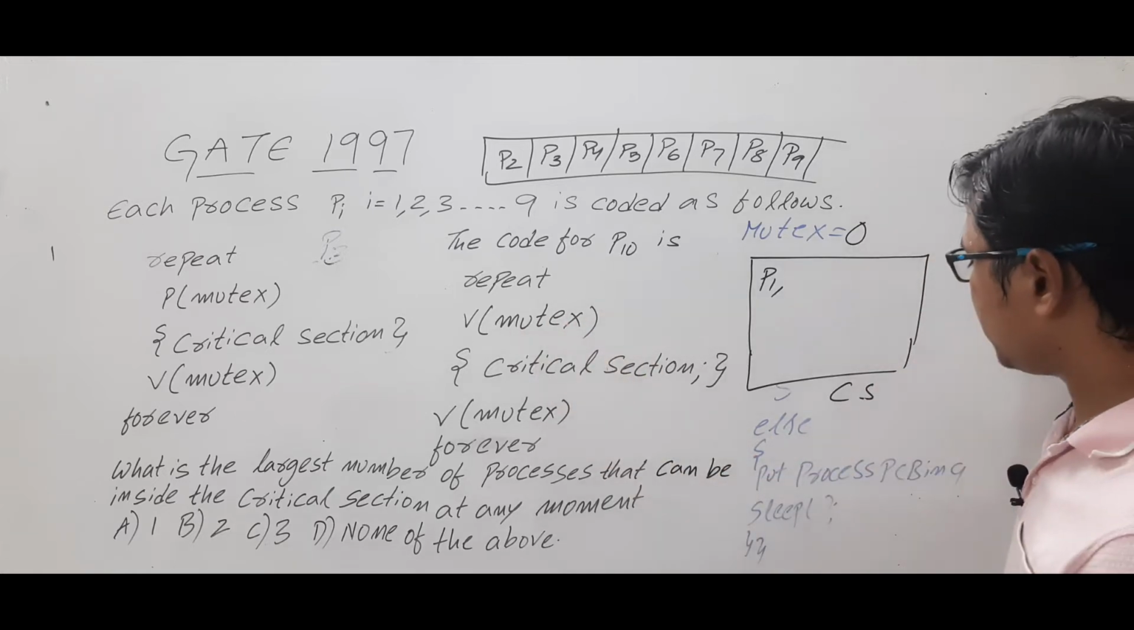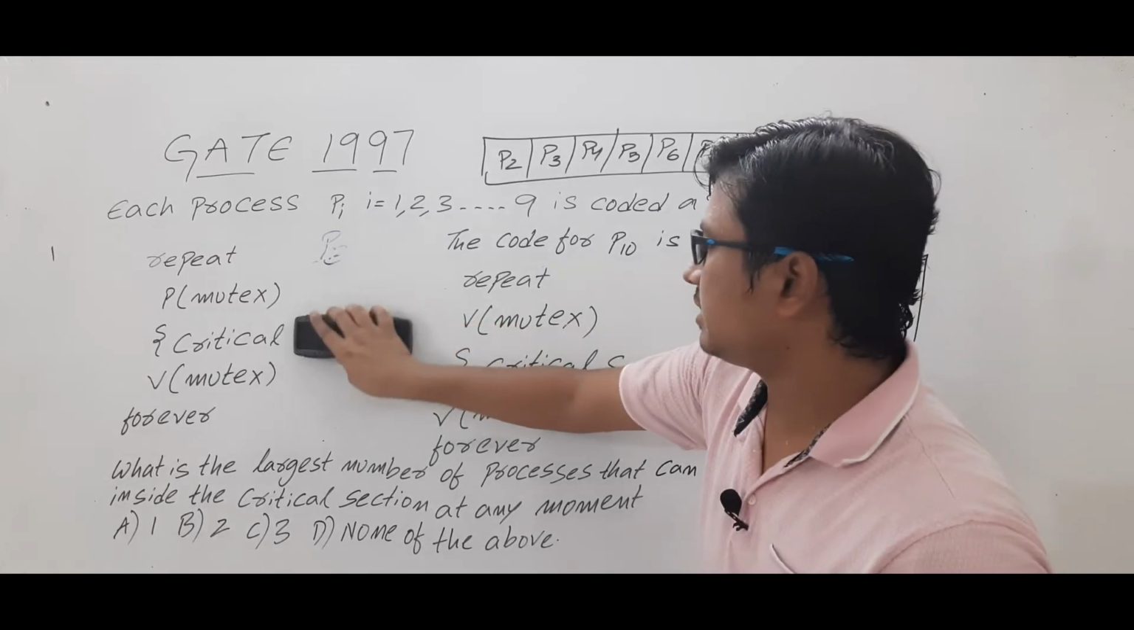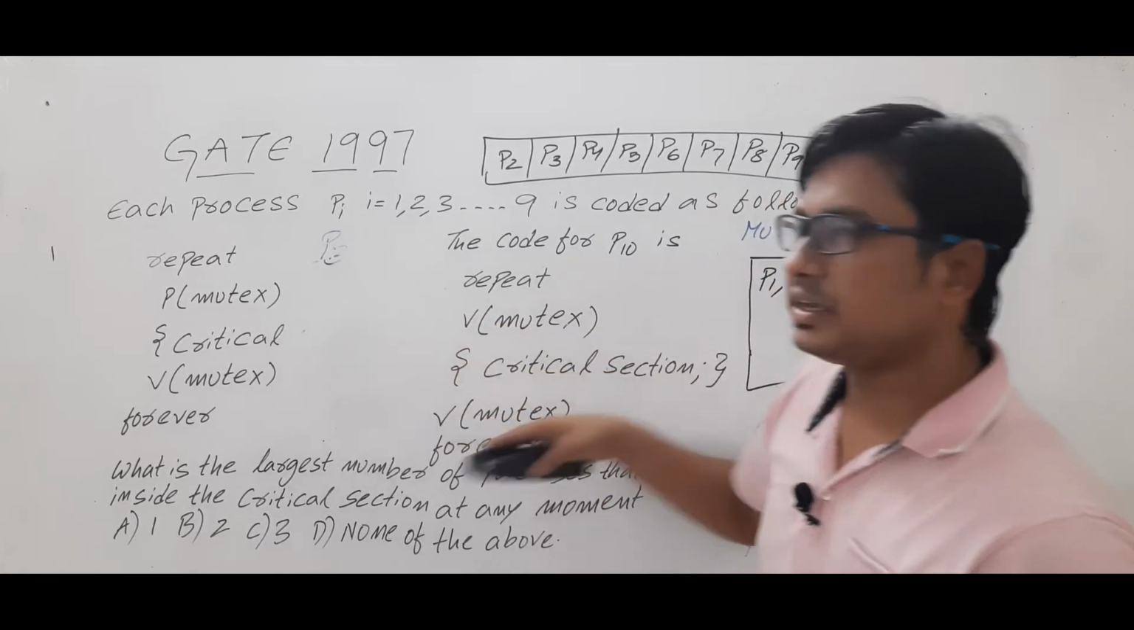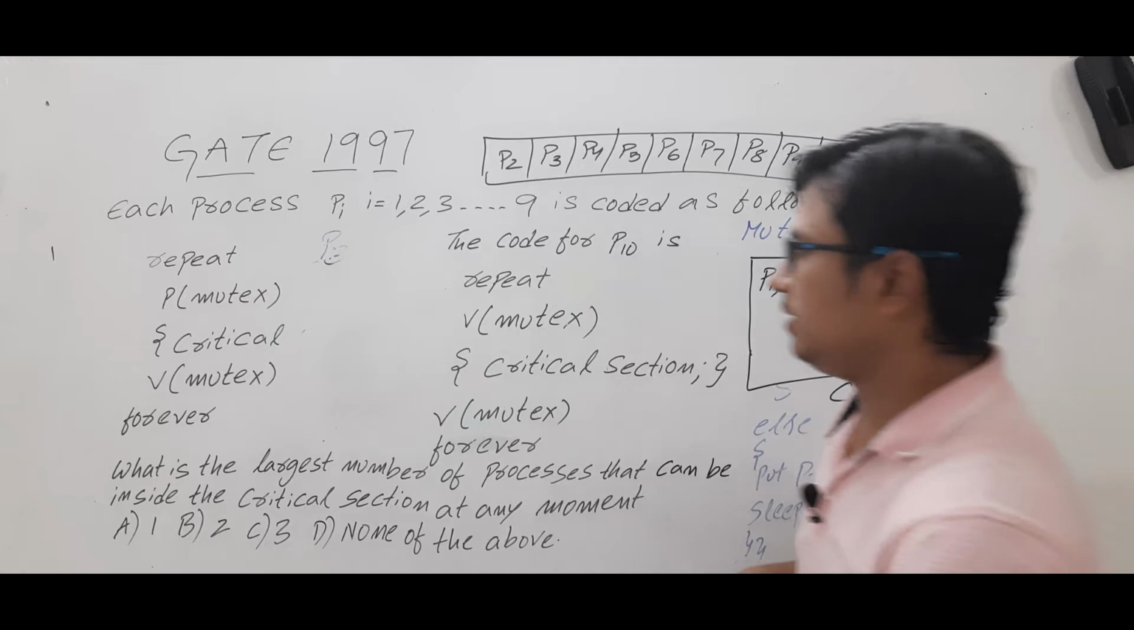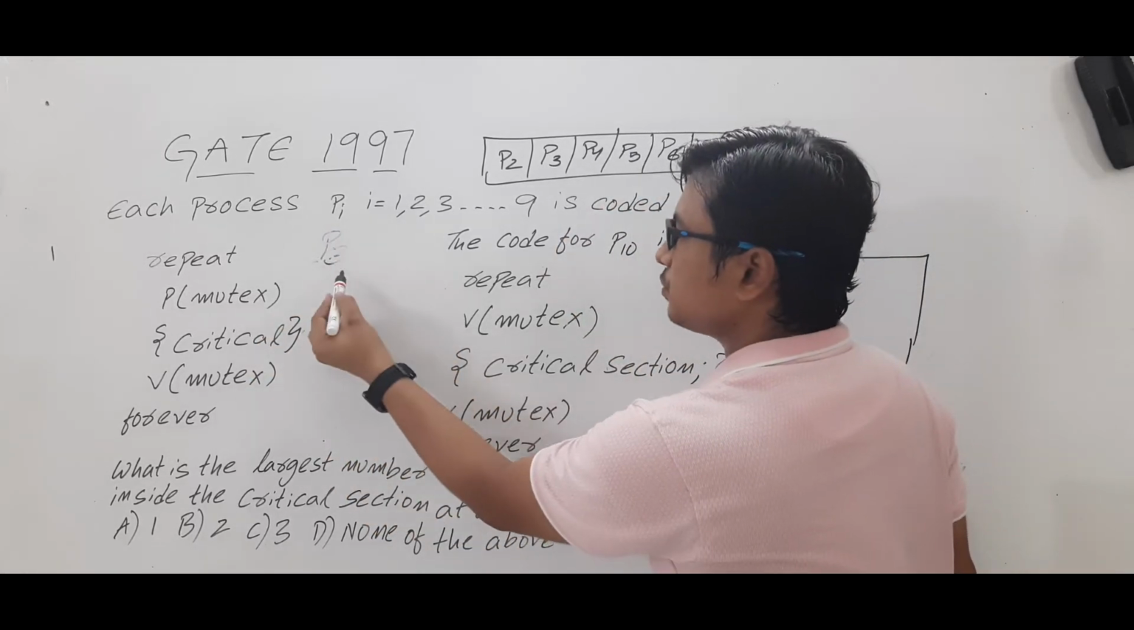What is the up operation code? Is it clear? If you can remember it correctly, let me erase this one. This is a critical section. I think you can understand.